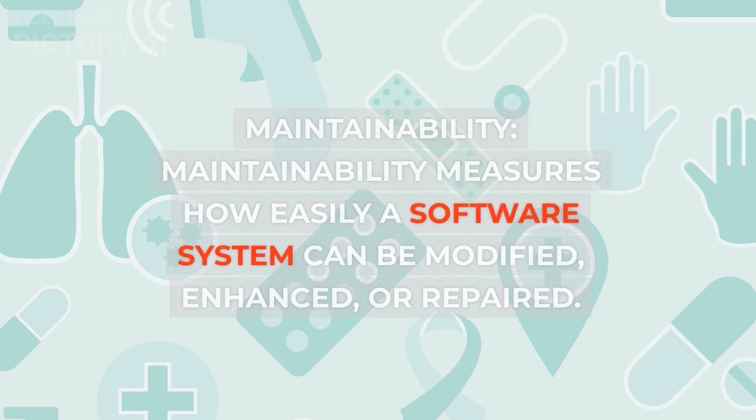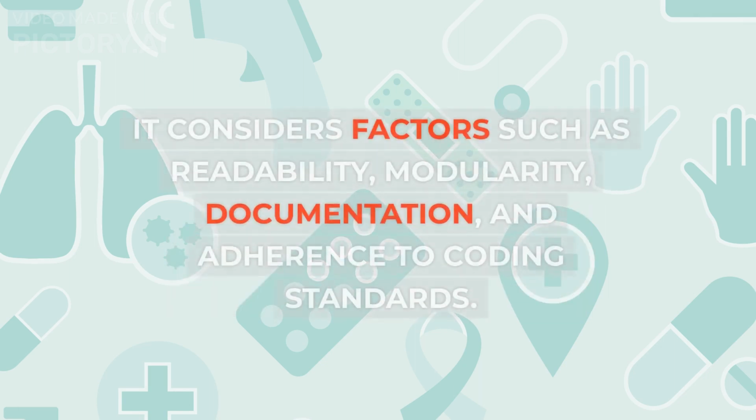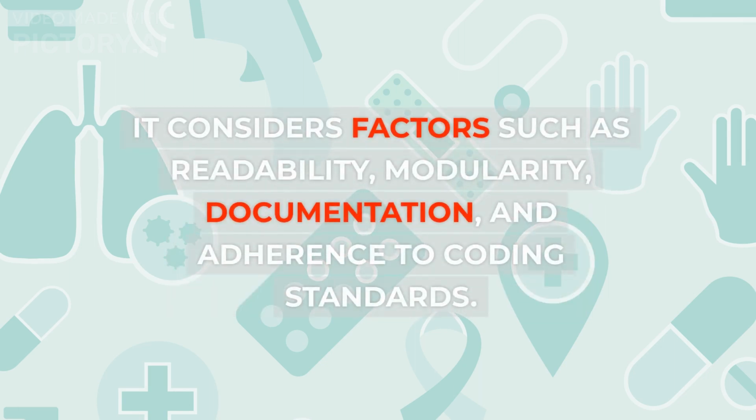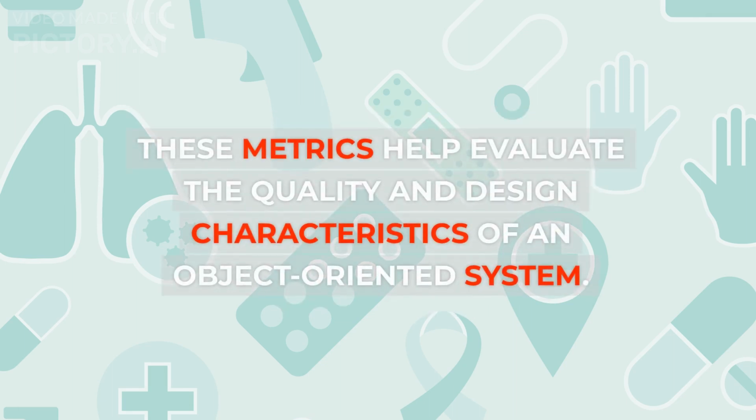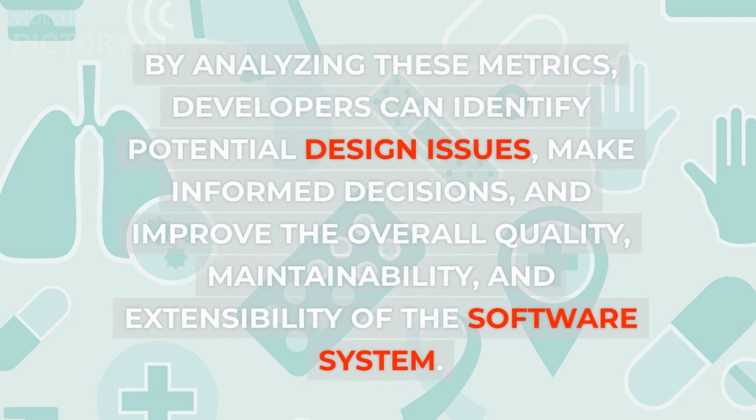6. Maintainability. Maintainability measures how easily a software system can be modified, enhanced, or repaired. It considers factors such as readability, modularity, documentation, and adherence to coding standards. These metrics help evaluate the quality and design characteristics of an object-oriented system. By analyzing these metrics, developers can identify potential design issues, make informed decisions, and improve the overall quality, maintainability, and extensibility of the software system.